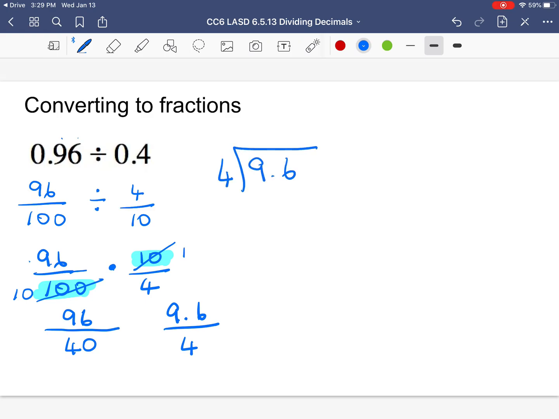So 2 times 4 is 8. 9 minus 8 is 1. Bring down the 6. We've got a decimal point here, and we've got 16. 4 times 4 is 16. And we're done. So the answer is 2.4.